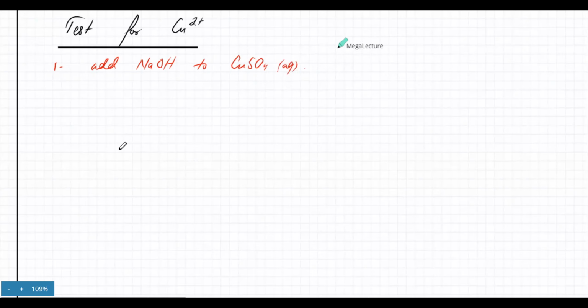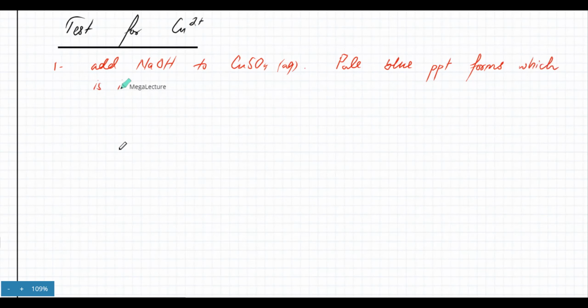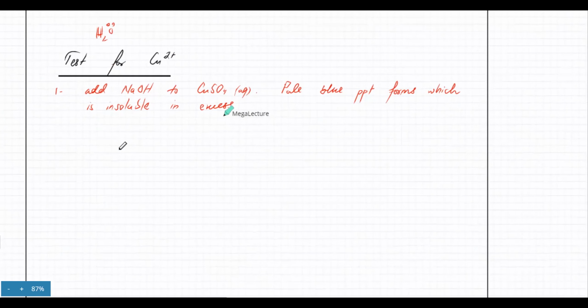What you're going to get is a blue precipitate, or a pale blue precipitate, would be formed. So a pale blue PPT forms, and this PPT is insoluble in excess. So if you add NaOH to copper sulfate aqueous, a pale blue precipitate forms, which is going to be insoluble in excess. So I have to explain what's going on over here.